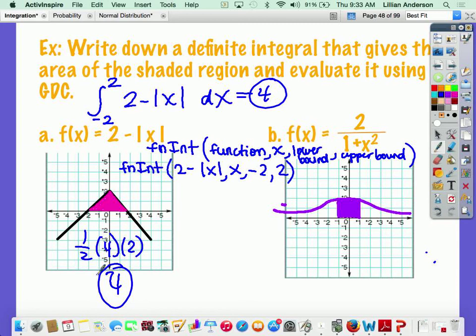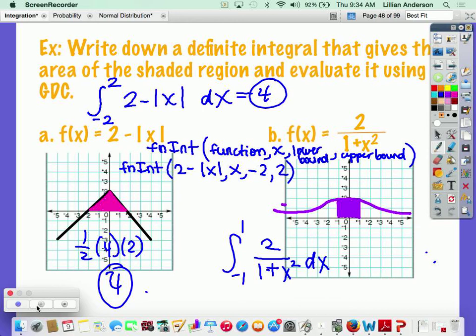Let's look at B. How would I write the integral for B? Negative 1 on the bottom, 1 on the top. What goes over here? And then dx. There is my definite integral. Now I want you guys to find the area using your calculator, okay? I'm going to give you a second to do that, and then we're going to see if you got it.